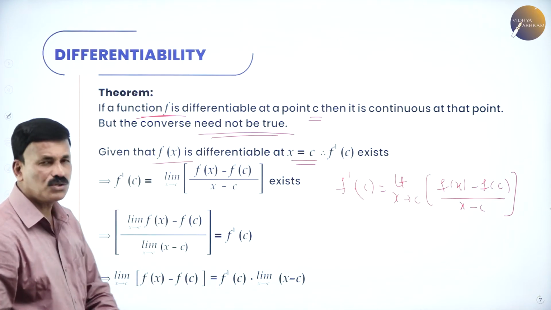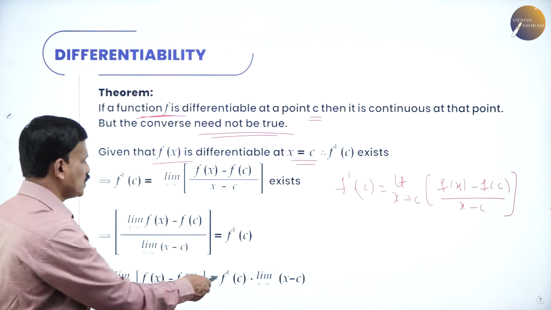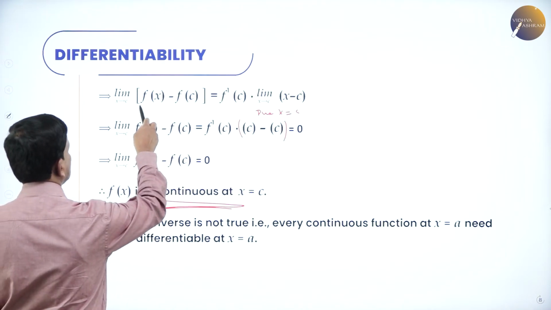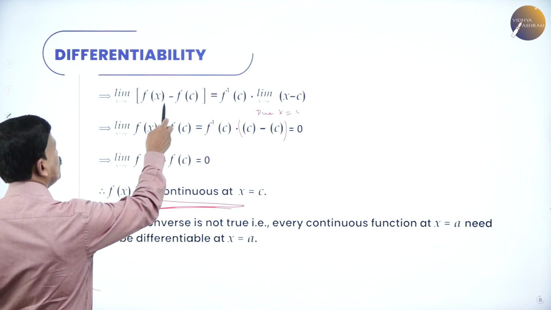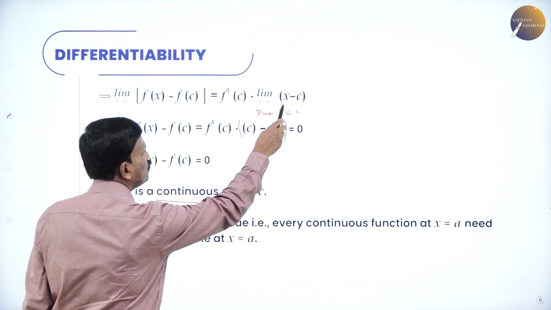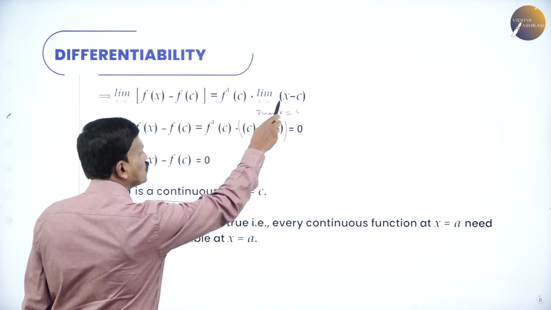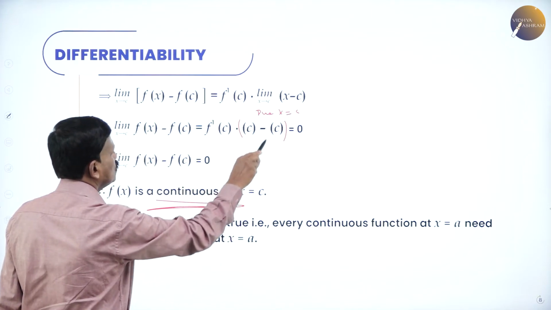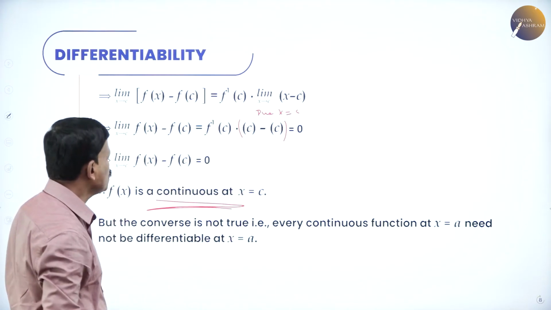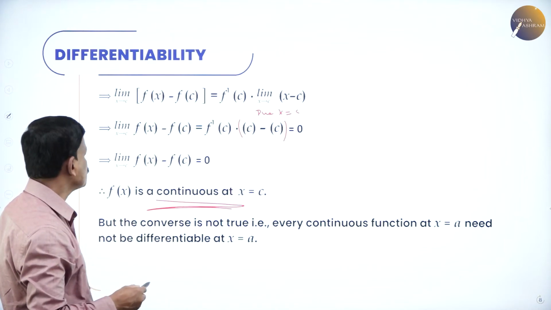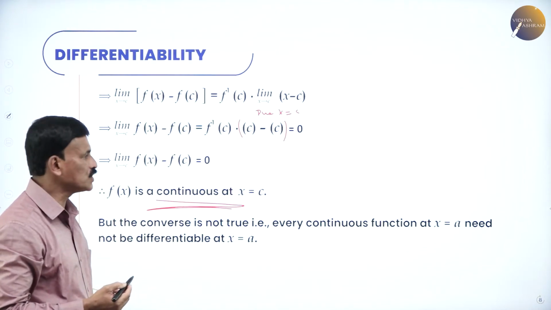Now put x is equal to c. If you substitute the value in the limit, the left hand side remains the same: limit x tends to c of f of x minus f of c is equal to f dash of c into, putting x is equal to c in this limit, c minus c is equal to 0. So 0 into f dash of c is equal to 0. The right hand side is totally equal to 0. Therefore, limit x tends to c of f of x minus f of c is equal to 0.